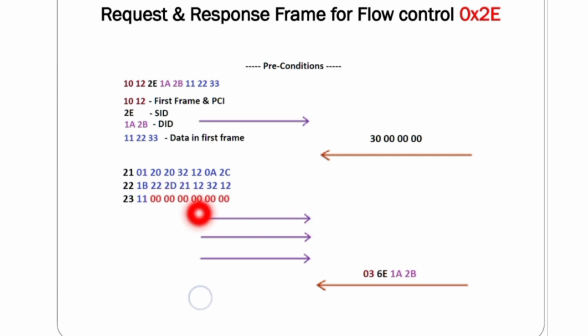All right, so once this has been received by the ECU, the ECU sends a positive response, 6E, saying that the data has been written in the 1A2B identifier, with the PCI length 03, because 6E, 1A, 2B is 3 bytes of data. So this is all about the 2E frame. See how very simple the flow control is. Before, people were thinking it was complicated, but it is not actually complicated. These things you already know: the preconditions, the extended session or security access. And coming to this flow control, that's it.